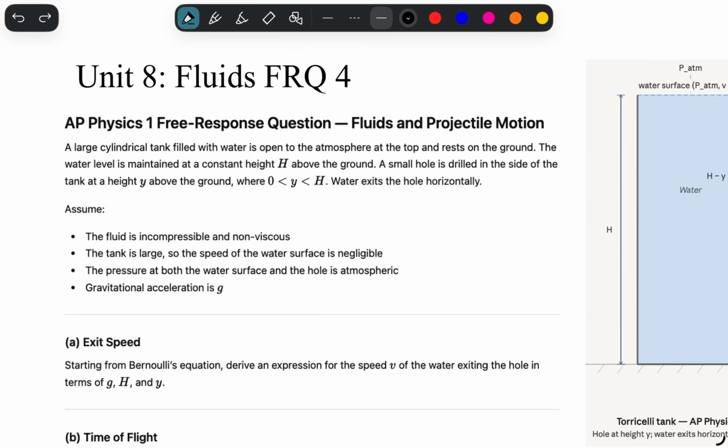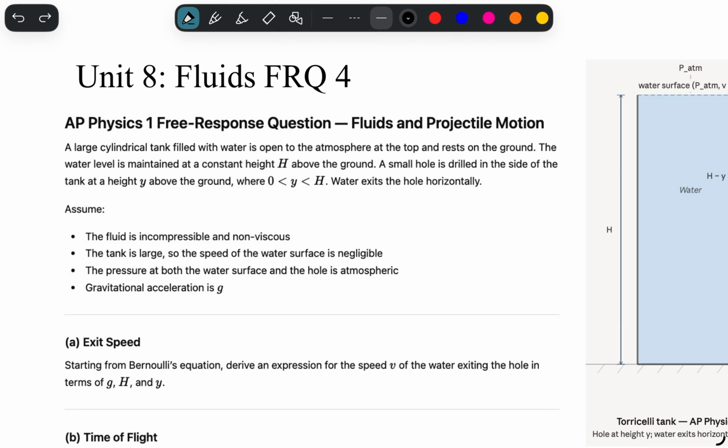In this video, we're going to be solving a Unit 8 fluids FRQ. A large cylindrical tank filled with water is open to the atmosphere at the top and rests on the ground. The water level is maintained at a constant height h above the ground. A small hole is drilled in the side of the tank at a height y above the ground, where 0 is less than y is less than h.